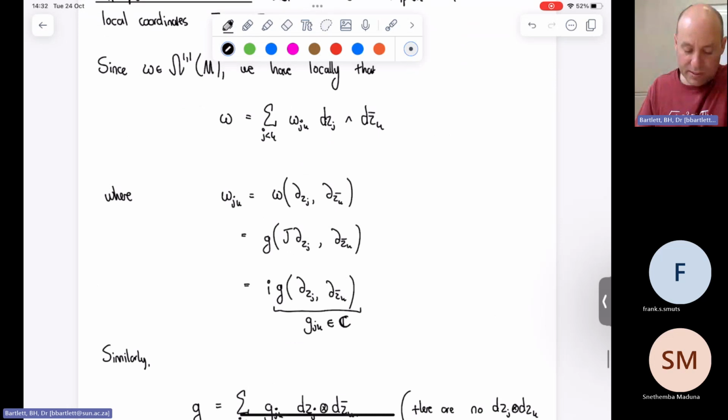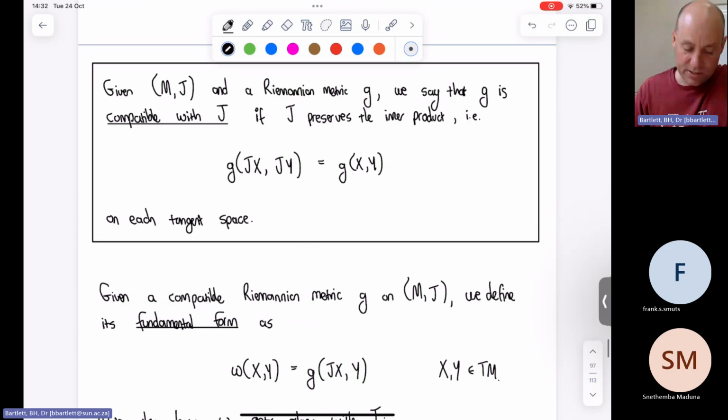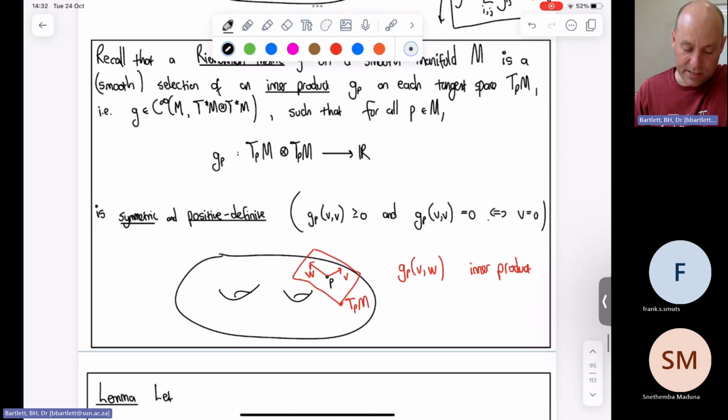Why must they be real? So there'll be I times a real number, because why must that be the case? Because remember, dz wedge dz bar is, by a little calculation here, 2I dx wedge dy, right?